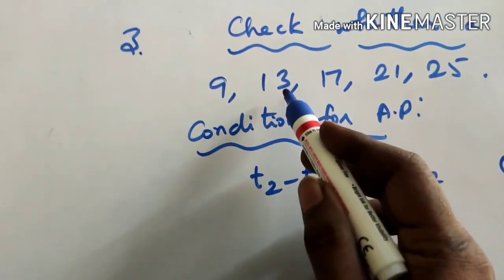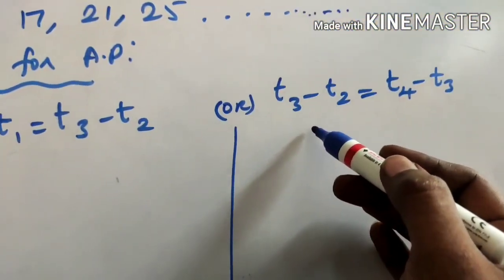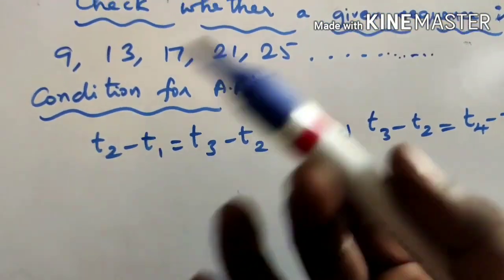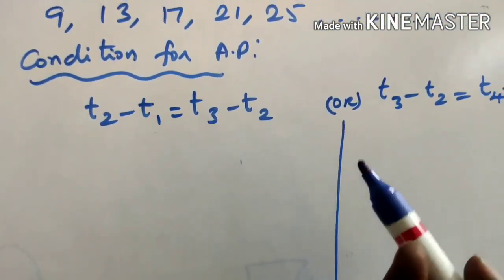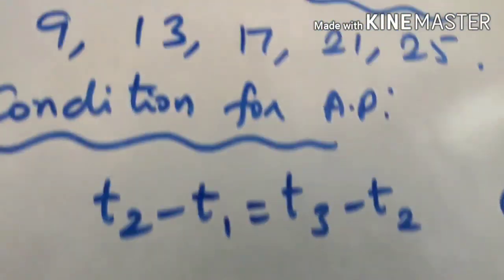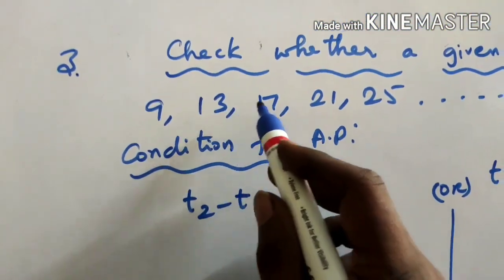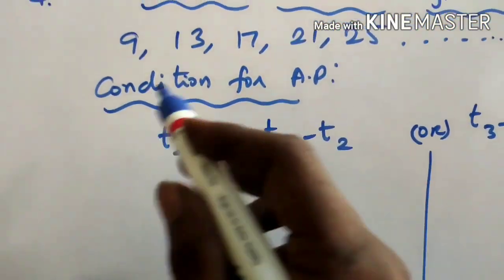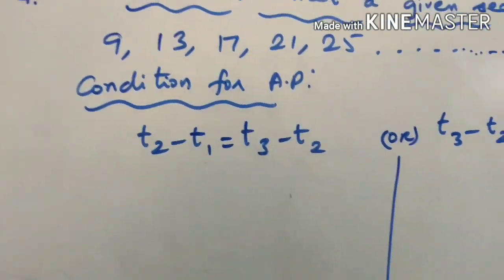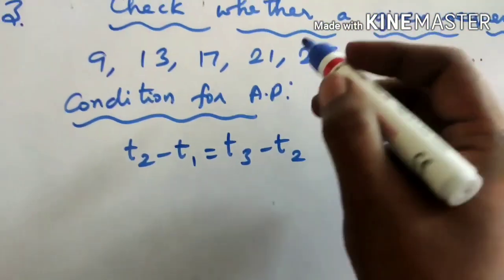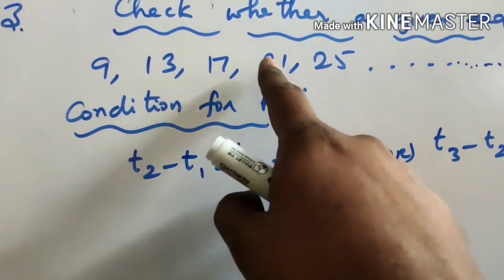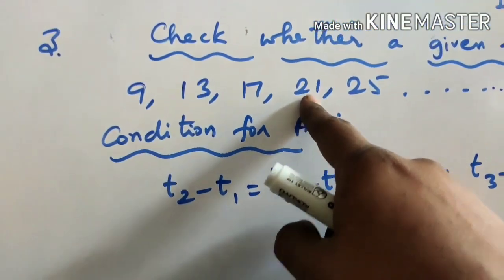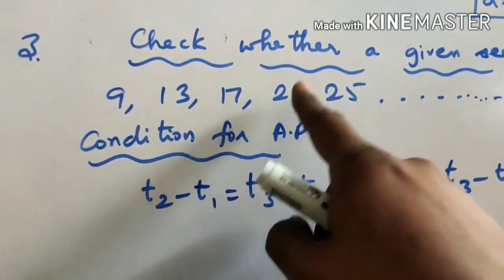Or if you take the second term, third term and fourth term, the condition will be like this: T3 minus T2 equal to T4 minus T3. Like that, you can write any condition you want. In some questions the second, third, fourth terms will be easy, so you can easily find whether it is in AP or not. So I am writing another condition. If you take these three terms, T3, T4 and T5, what will be the condition for AP? T4 minus T3 equal to T5 minus T4, like that.